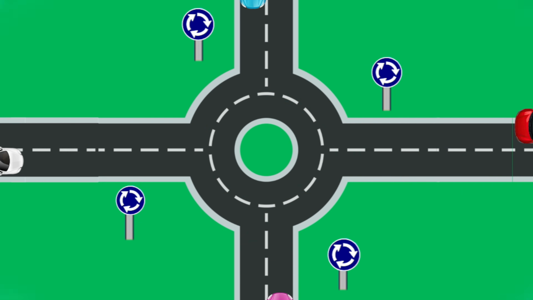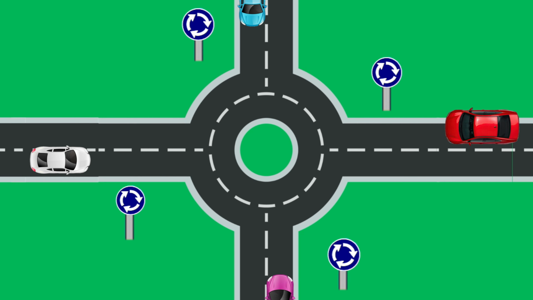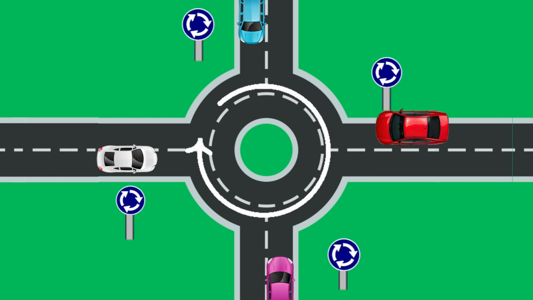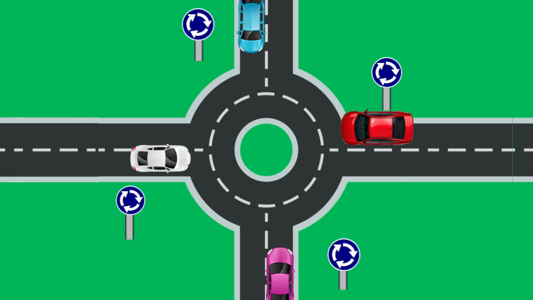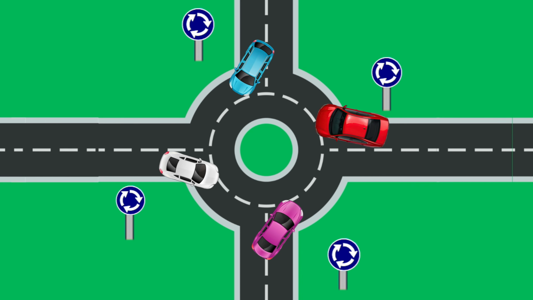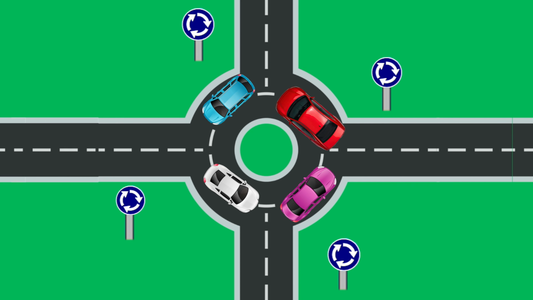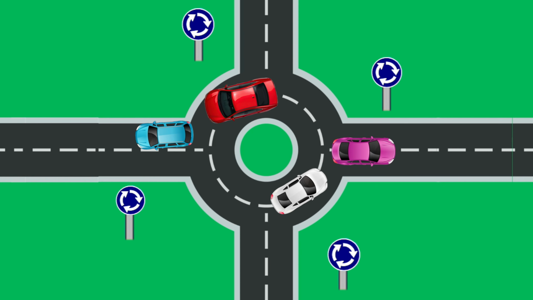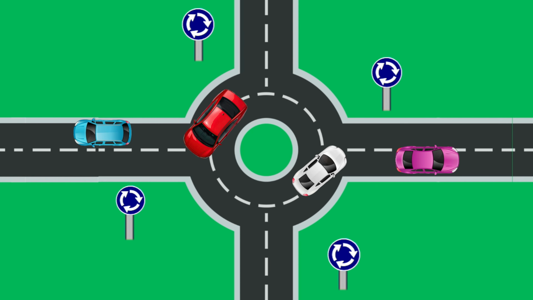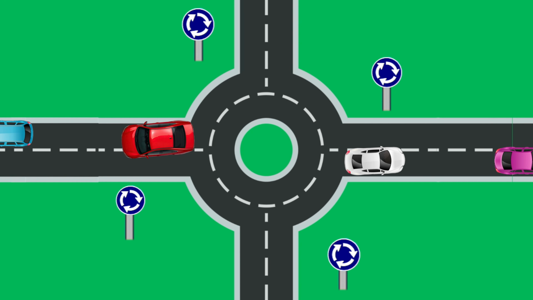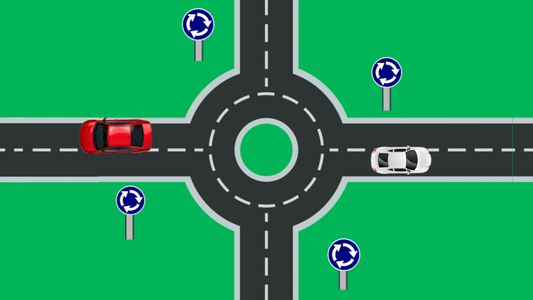Now let's look at a roundabout. 4 cars arrive at the same time. How should this be handled? All cars should enter one after another, following a proper sequence. This helps prevent accidents and keeps traffic flowing smoothly. Always follow roundabout rules to avoid congestion and ensure safety.